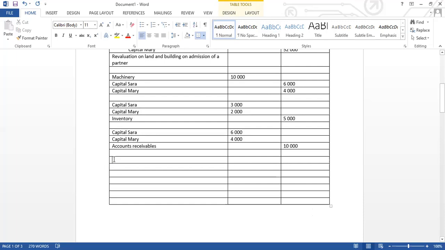Now, in this case, you are not given instruction of whether goodwill will appear in the new books of the partnership. You're only asked to calculate the amount of goodwill recognized when the new partner was admitted and prepare the journal entry to this effect. In other words, how is goodwill going to be distributed among the partners? How are we going to distribute the goodwill among the partners?